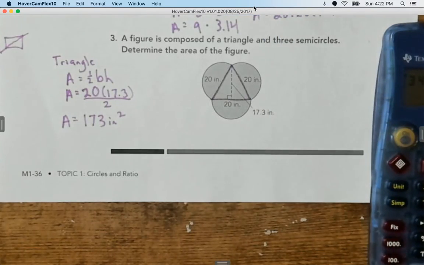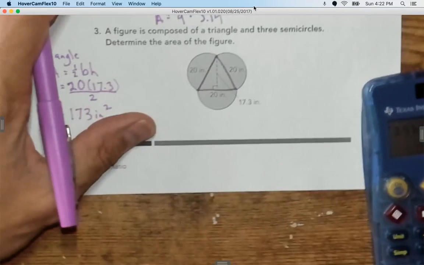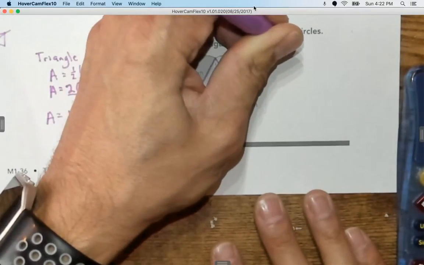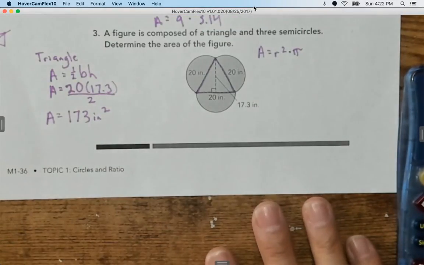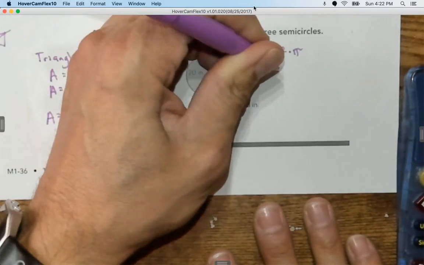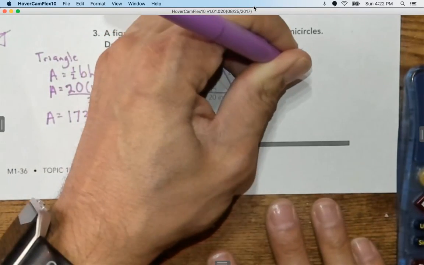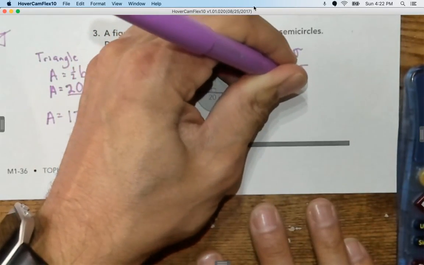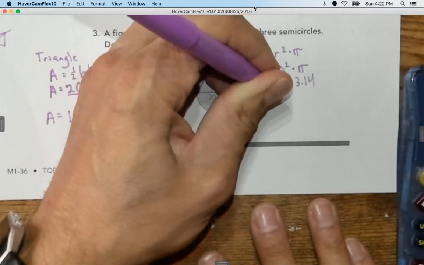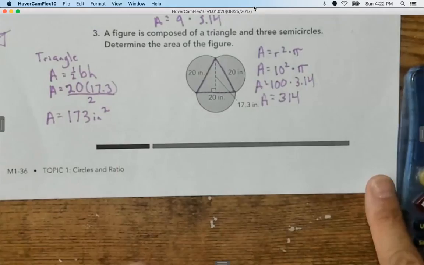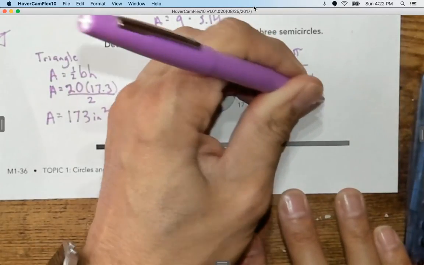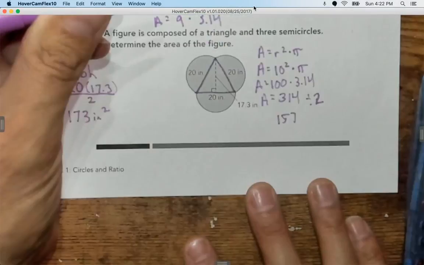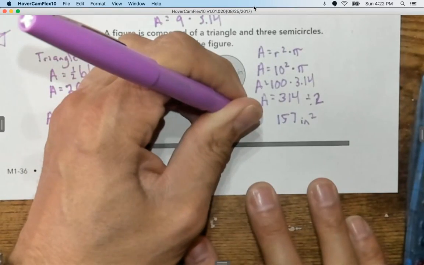For the semicircles, the area of the circle would be r squared times pi. The radius of these is 10 because they gave me the diameter, so it'd be 10 squared times pi. That would be 100 times 3.14, which is 314. But that is the full circle, so I divide that by 2 to get the semicircle. The semicircle would be 157 inches squared.